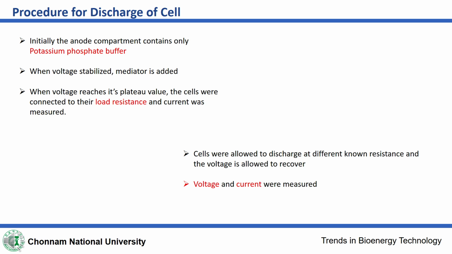When the voltage reaches its plateau value, the cells are connected to their load resistance and the current was measured. To test the current-producing capabilities of the cells, they were allowed to discharge at different known resistances. The voltage is allowed to recover to a plateau value. The voltage and the currents are measured instantaneously.